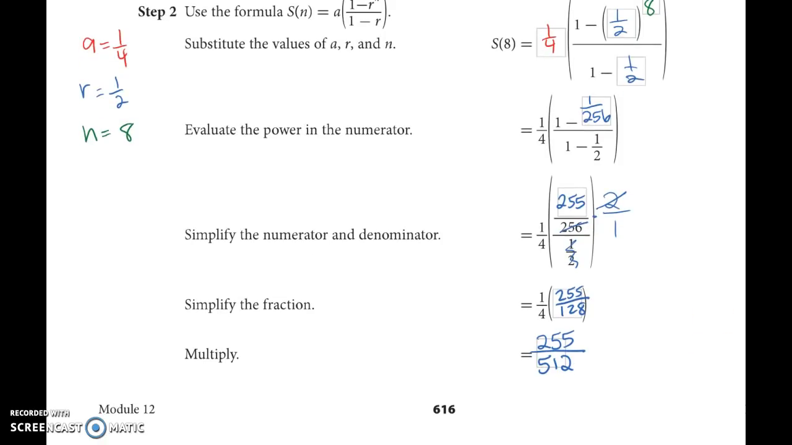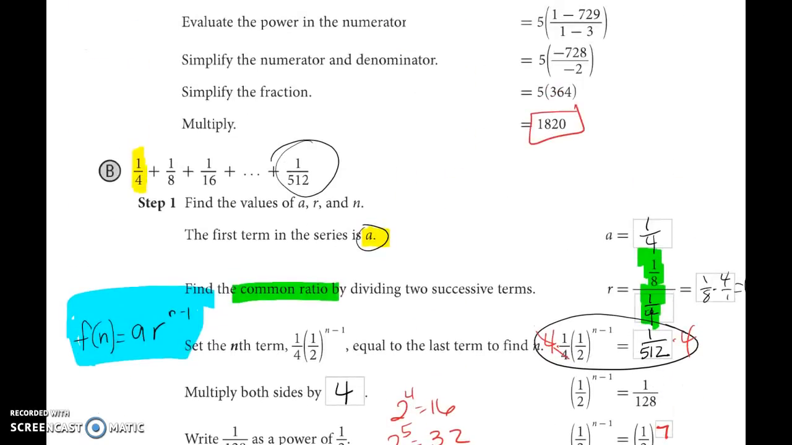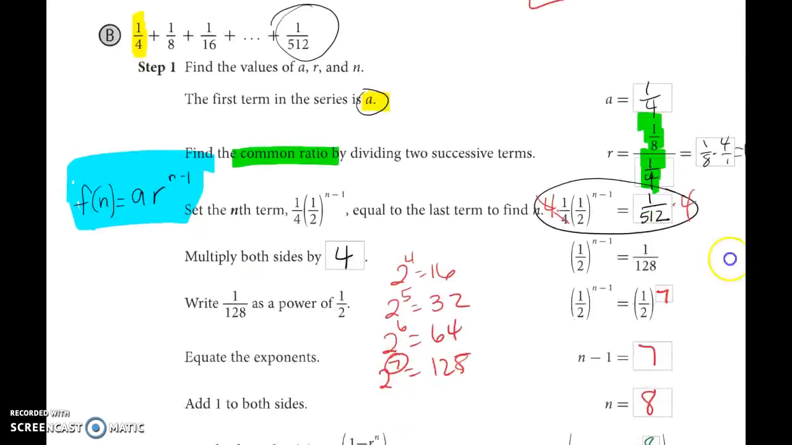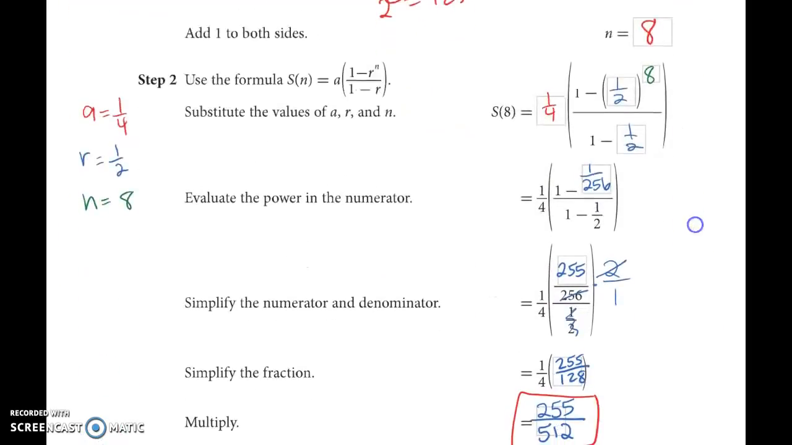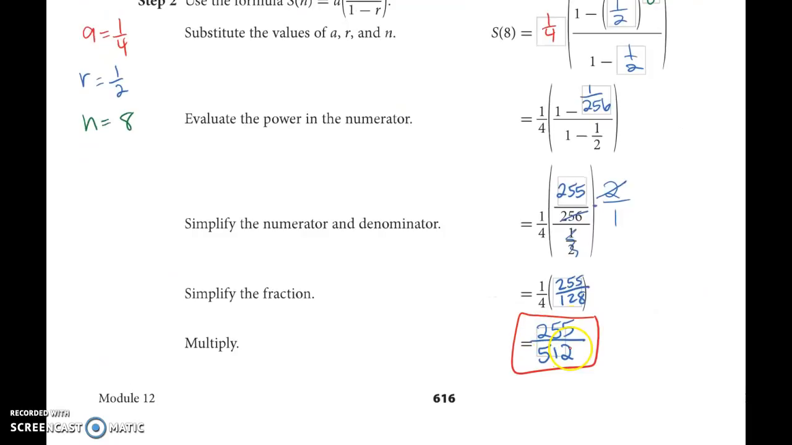And so the sum of this series, 1/4 plus 1/8 plus 1/16, all the way until 1 over 512, is 255 over 512.